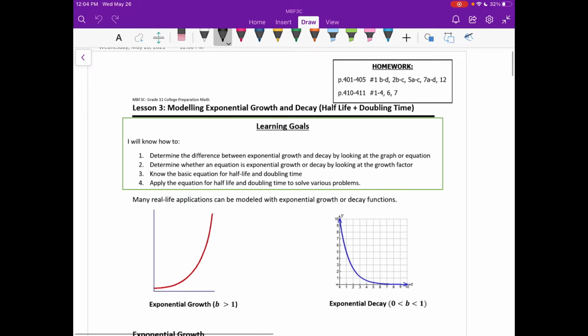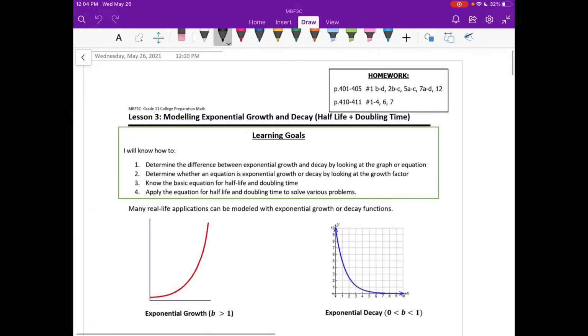Hi class, so we're going to go over lesson 3, modeling exponential growth and decay, and this includes half-life and doubling time. So in our last lessons, we kind of just learned about how different exponential models can be made. So we made our graphs, we learned what an exponential function is, what the base function is, and so today what we're going to be doing is we're kind of just going to be applying this to real life.